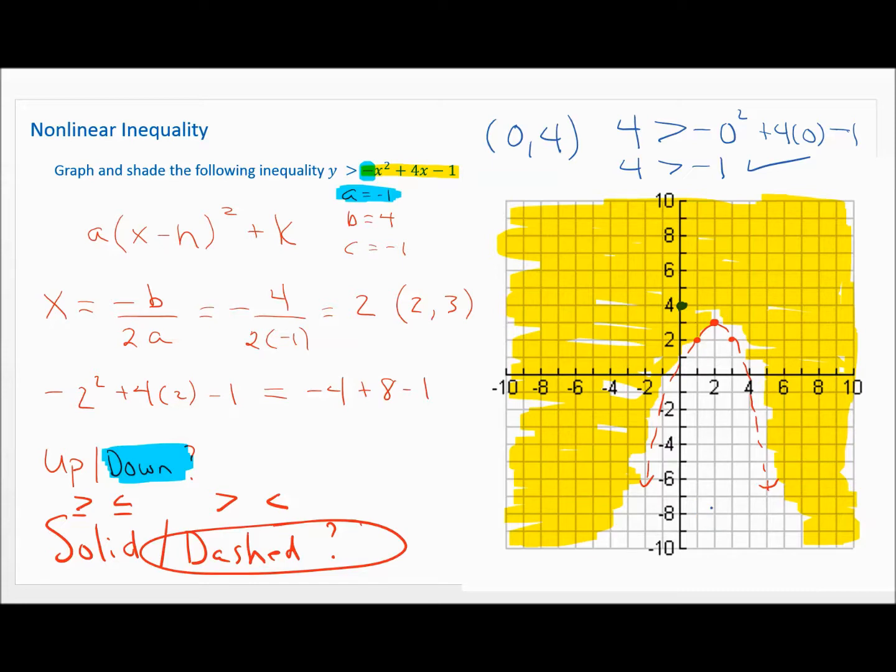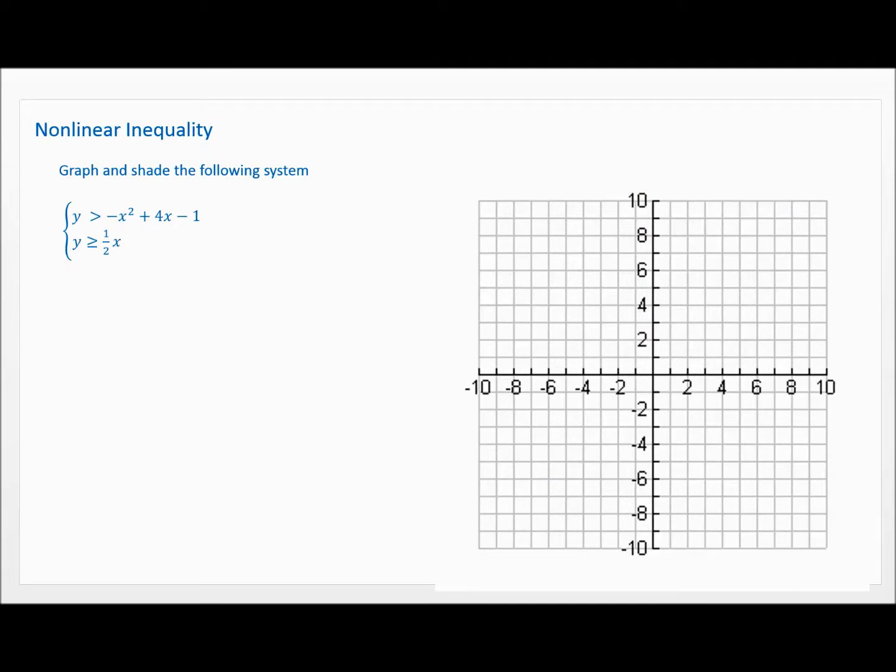Let's try another one. All right, now for this problem, you notice we have a system. So how do you know you have a system? When you have more than one equation, or in this case, more than one inequality. This is called a system of inequalities. Now, the next question, is it linear or is it not linear? Well, notice the first inequality has an x squared in it. So that's nonlinear. That is not a straight line.